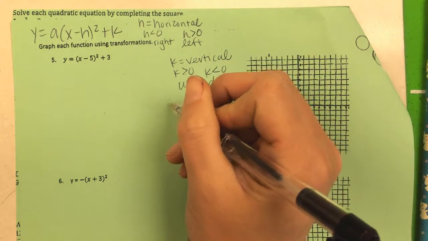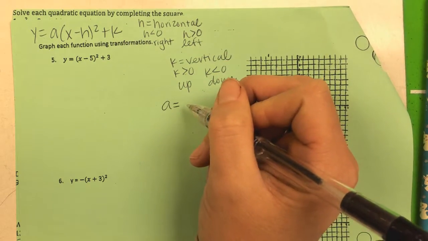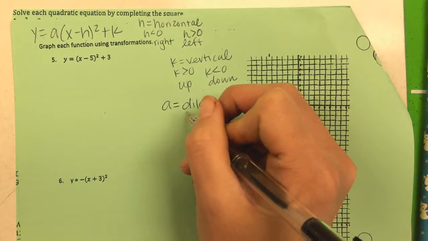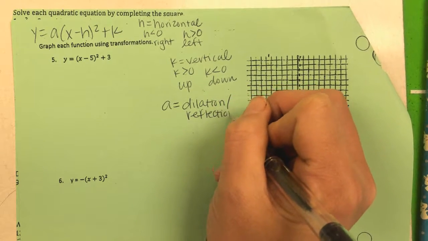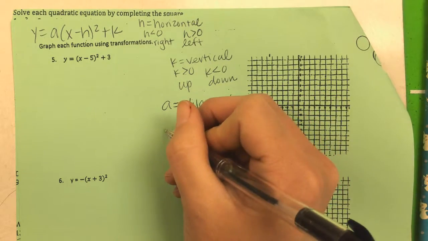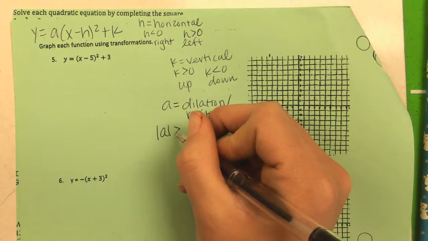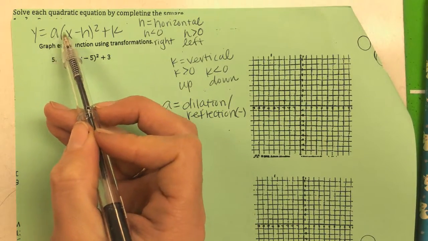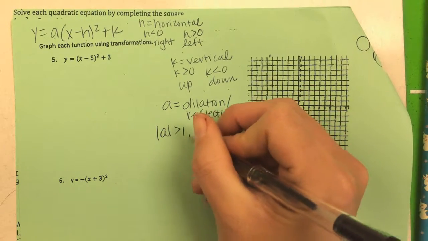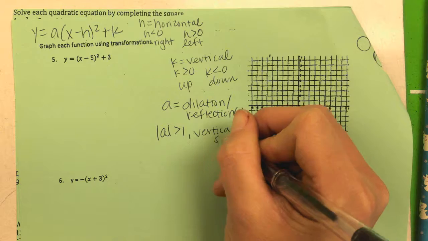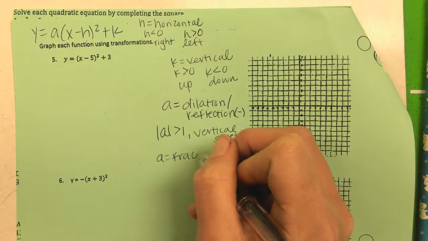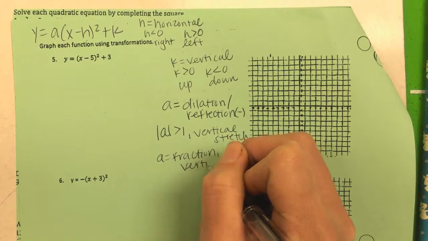Your a over here changes your slope. So this can either be a dilation, or if a is negative, it's going to be a reflection. Go ahead and put a negative beside it so you'll know. If the absolute value of a is greater than 1, meaning that this number is 2 or negative 2 or 3 or negative 3, remember, the absolute value of a is greater than 1, then it's going to be a vertical stretch. If a is a fraction, so I'll just put a equals fraction, it'll be a vertical compression.